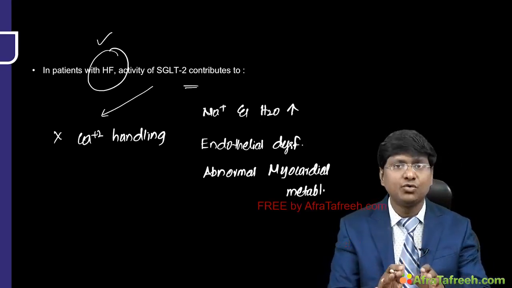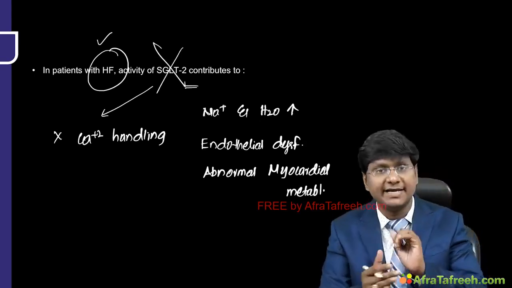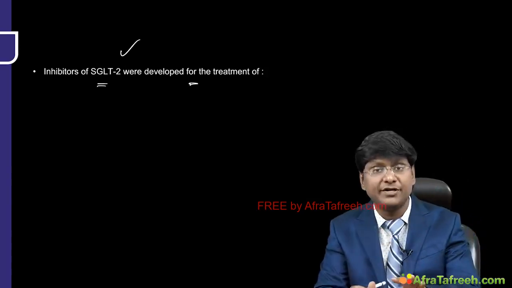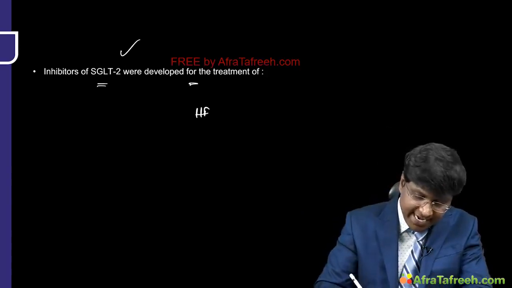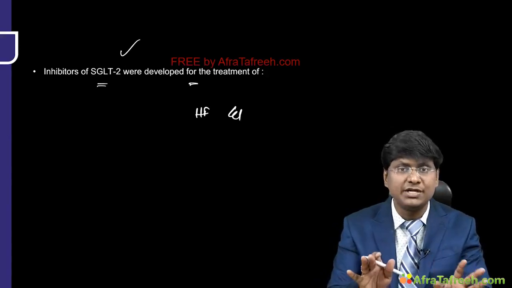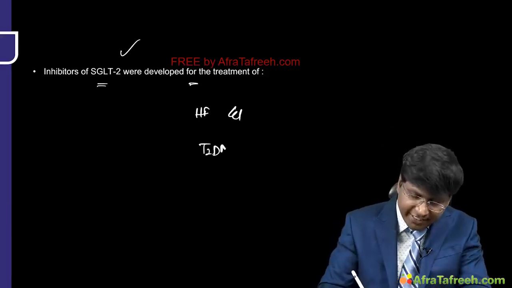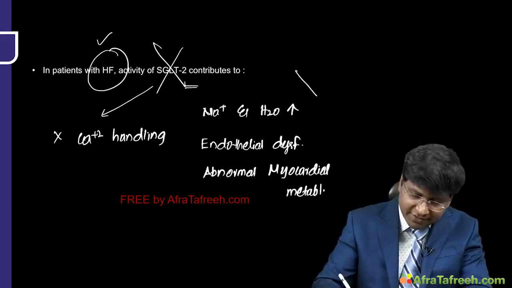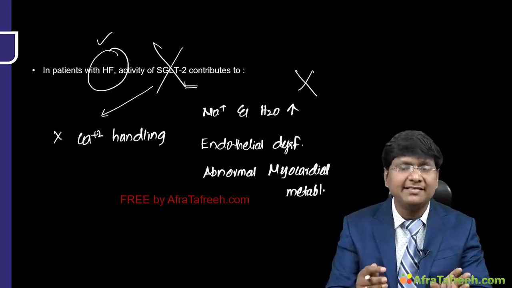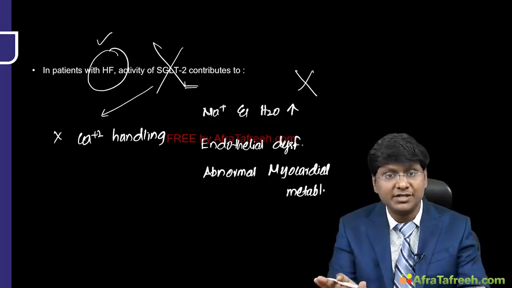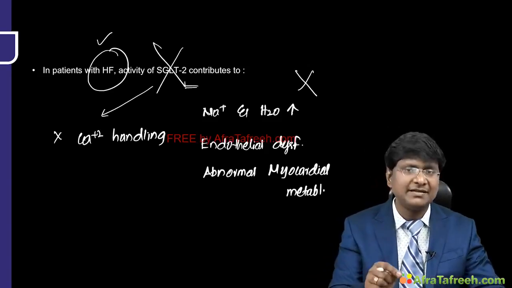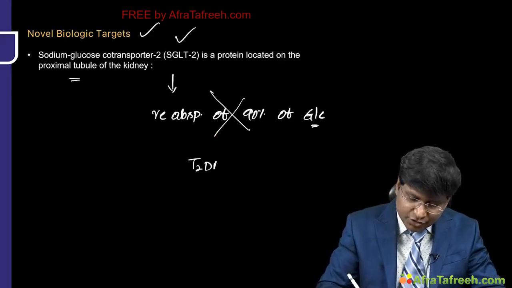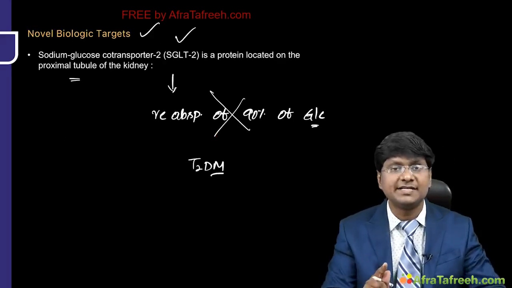Now we need to give the group of drugs which will inhibit this particular SGLT2. The inhibitors of SGLT2 were developed for the treatment of type 2 diabetes mellitus, but when you give them in patients with heart failure, all these effects of SGLT2 will be neutralized, and thereby it will reduce the mortality in patients with heart failure. Similarly, by inhibiting SGLT2, glucose reabsorption does not occur, and thereby it will also be useful in the treatment of type 2 diabetes mellitus as well.